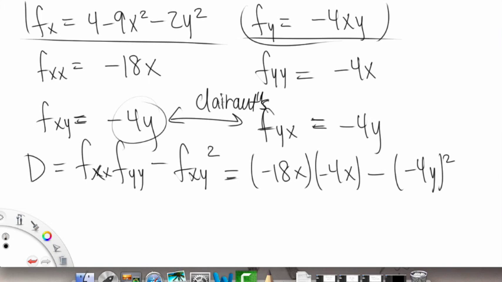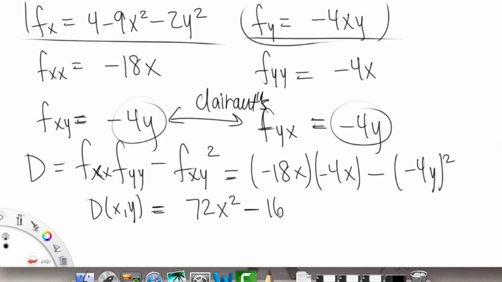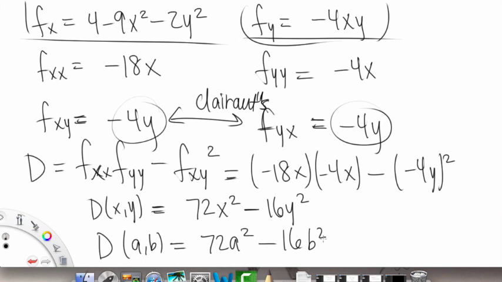So you can plug in either one of these, right? They're the same thing, okay? So then we get that D of x, y, that is, right? So this is open to variables right now. So we're going to get 18 times 4, so that's 72. And then we have x squared, and then we have a minus 16y squared, okay? And if we were to plug in a and b instead, some other points, then we get 72 times a squared minus 16 times b squared, okay?